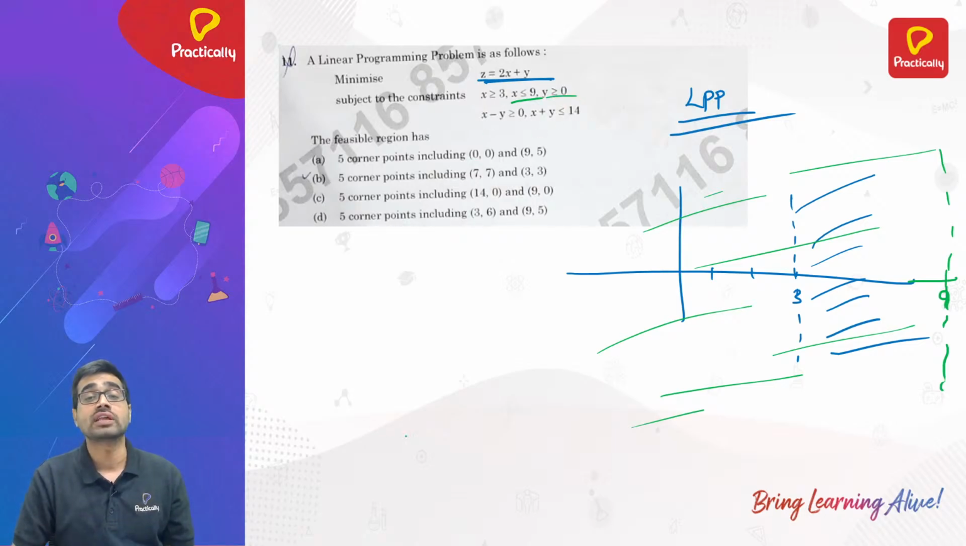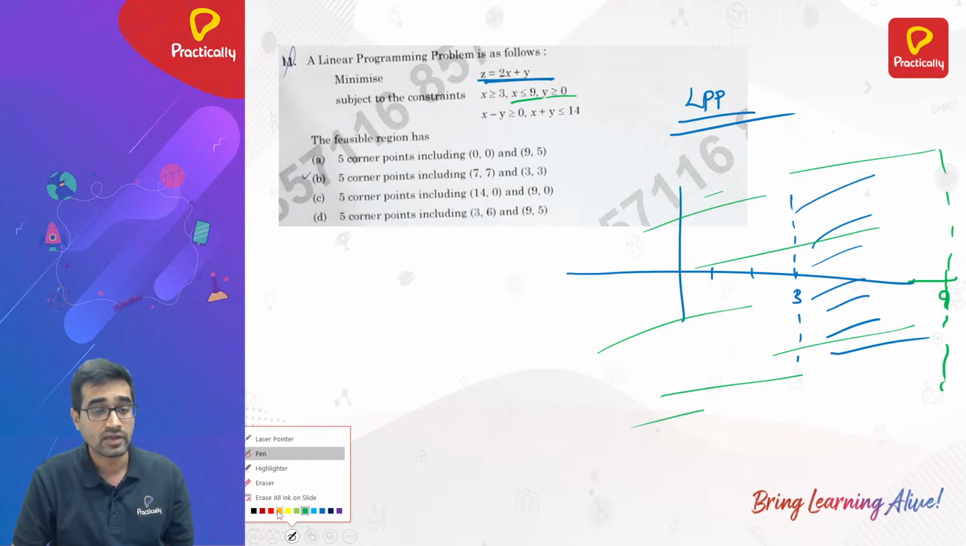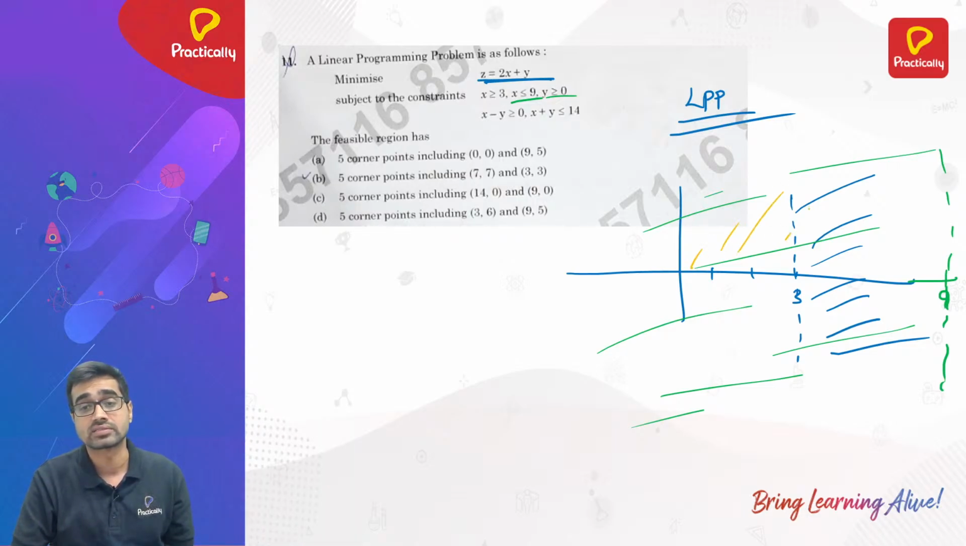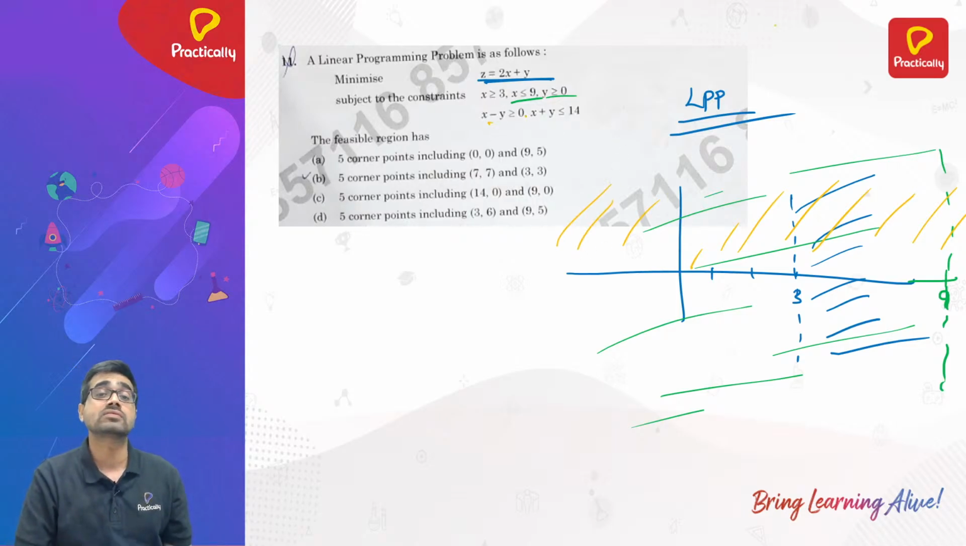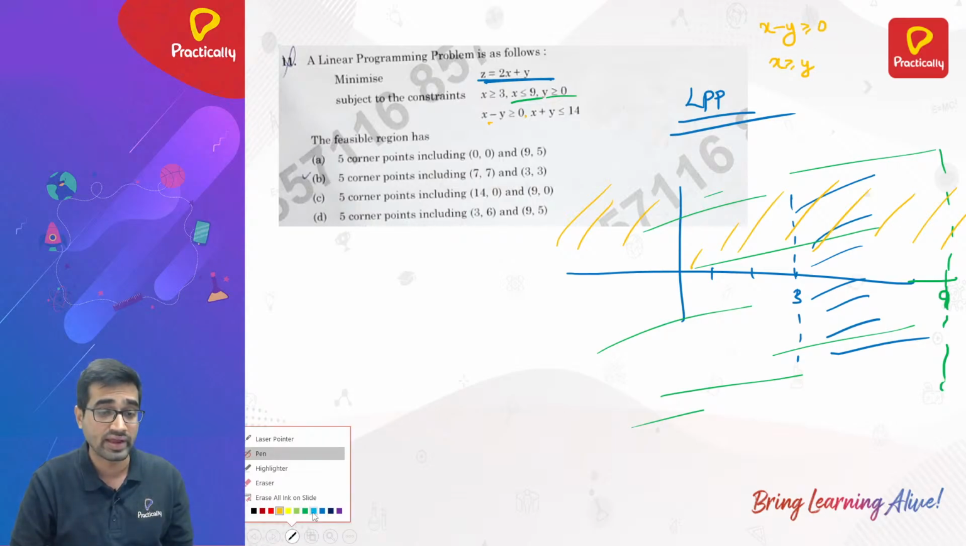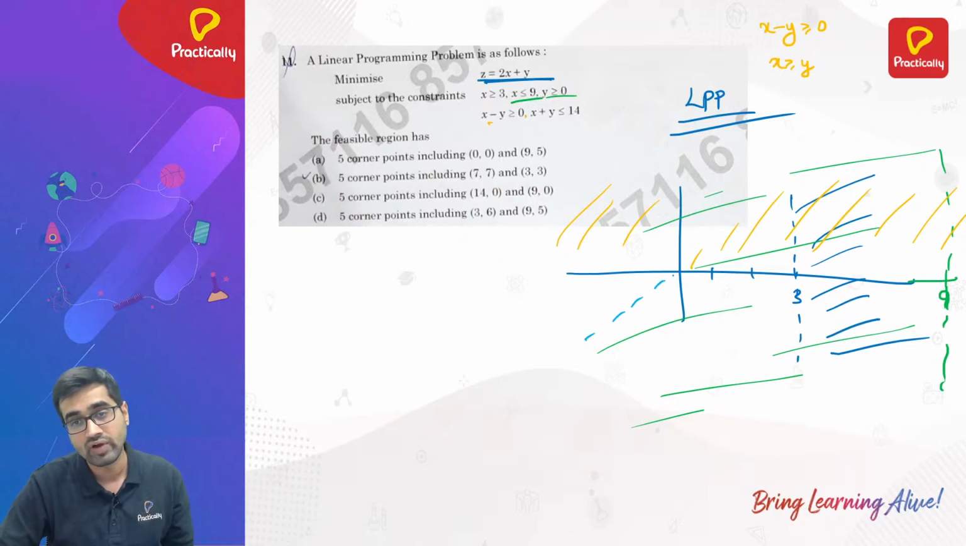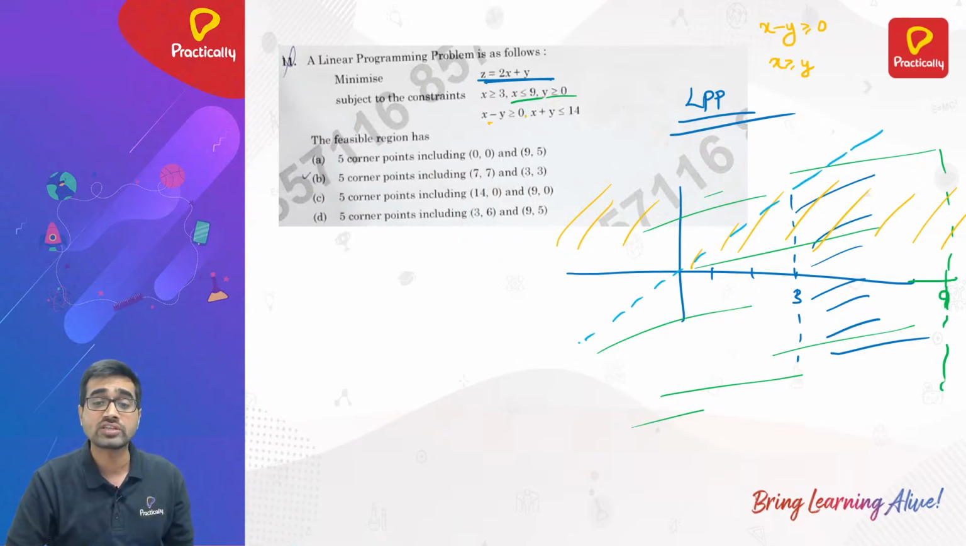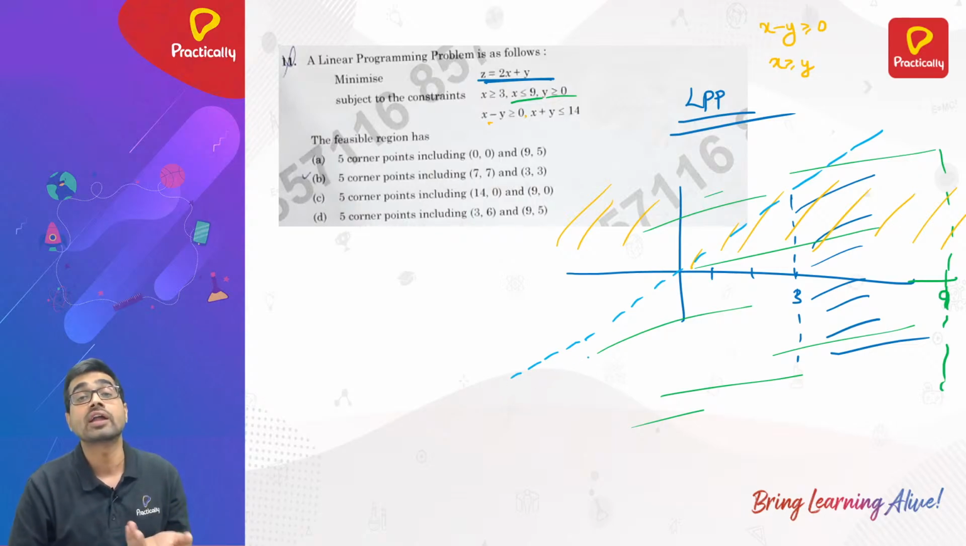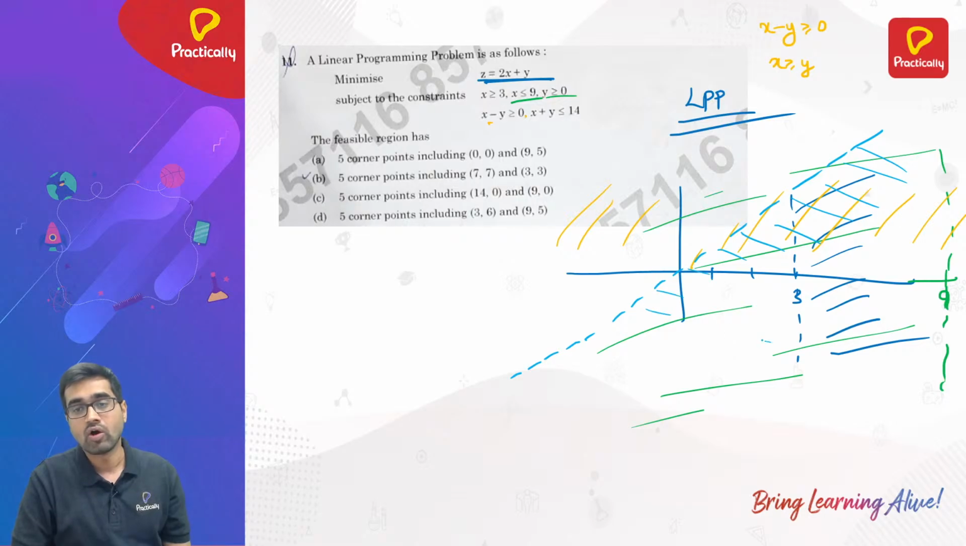Then you have Y positive. It means all region above X axis. Y equal to 0 is X axis, correct? So all region above X axis. Then X minus Y greater than or equal to 0. Basically it is saying X is greater than or equal to Y. So you know a line X equal to Y. All values of X should be more than Y. Where are those values? Towards this side only. You see how messy it becomes. All values of X here are more than Y.